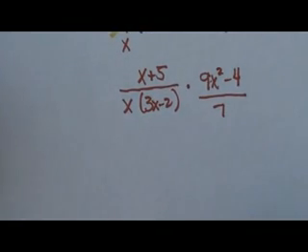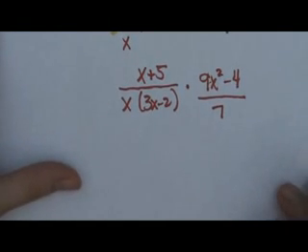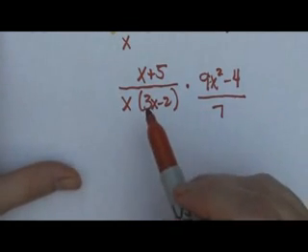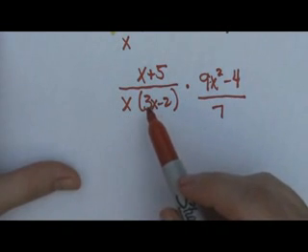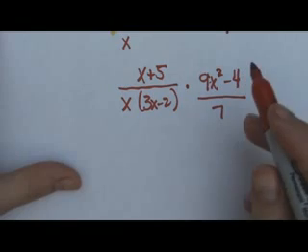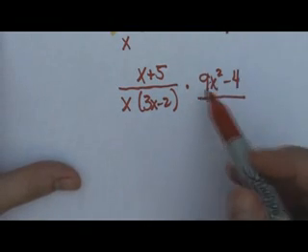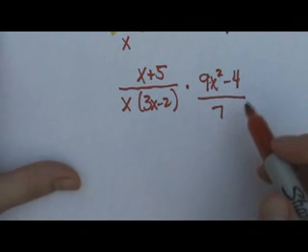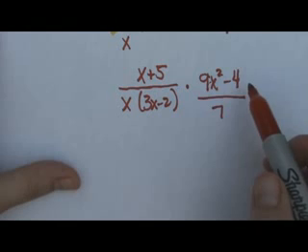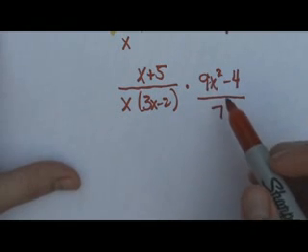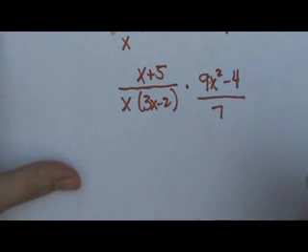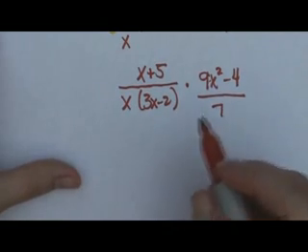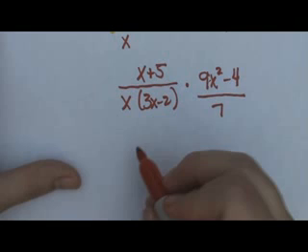Let's see if we're done. Do we see anything else to cancel? No. Do we see anything else to factor? Are we completely factored here? X plus 5 looks pretty simple. X is pretty simple. 3x minus 2. Can't get much simpler than 7. What about this 9x squared minus 4? Well, I see a subtraction sign here. 4 is 2 squared. 9 is 3 squared, and of course x squared is x times x, which is x squared. So I actually have a difference of 2 squares here.